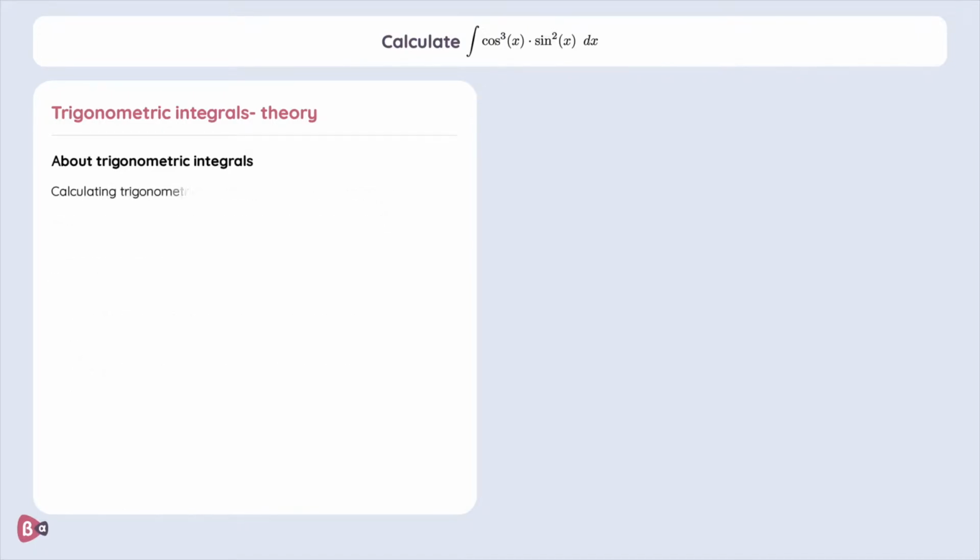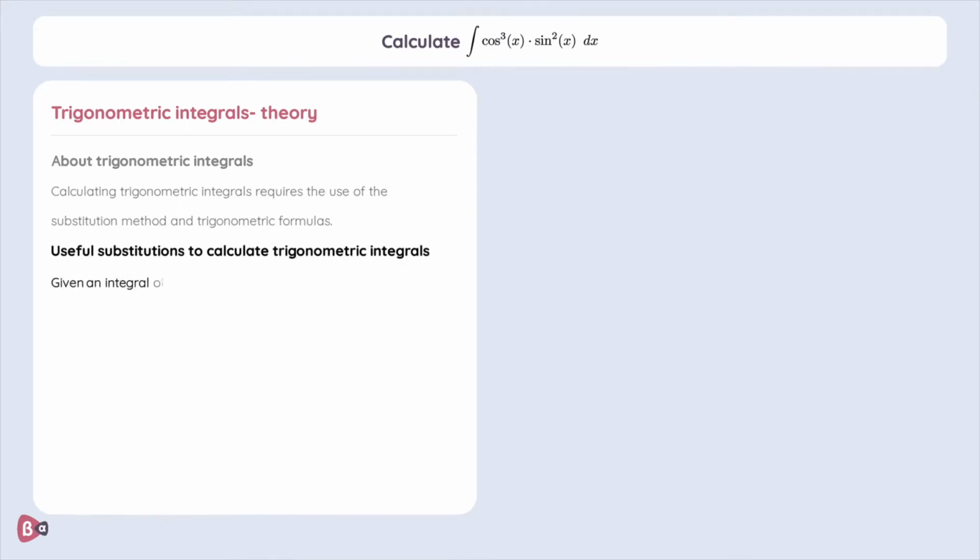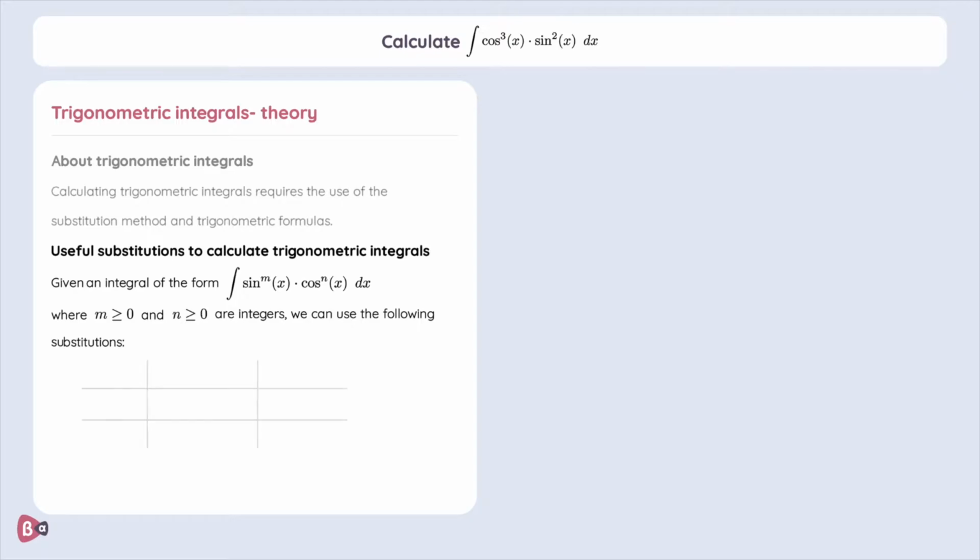In order to solve a trigonometric integral, we need to use the substitution method and sometimes some trigonometric formulas. Given an integral of the form sine of x to the power m times the cosine of x to the power n, where m and n are both positive integers, we can look at the table to see what substitution we should use to solve the integral. In the first case, when n is odd, we use the substitution u is the sine of x. In the second case, when m is odd, we use the substitution u is cosine of x.